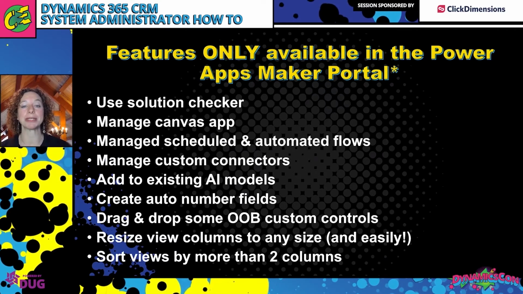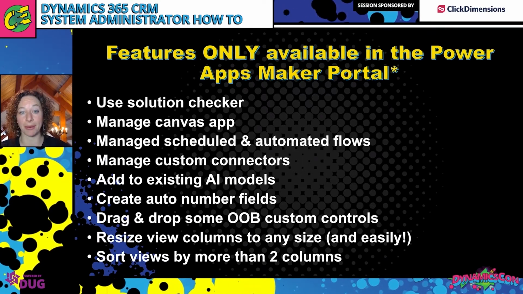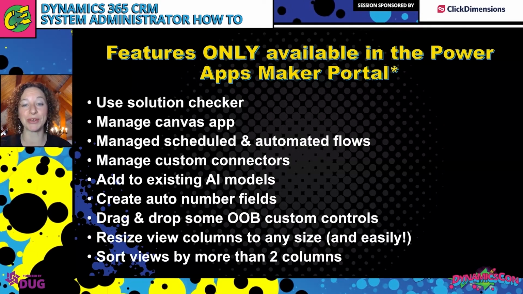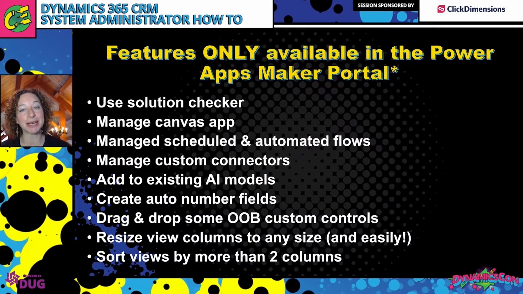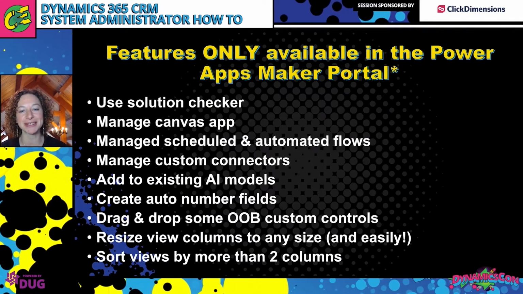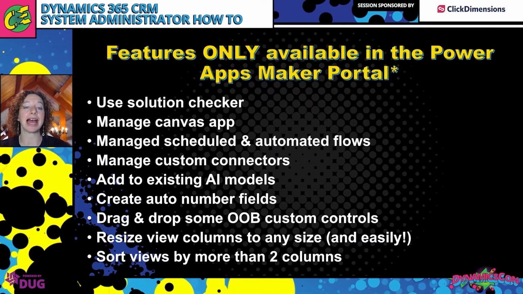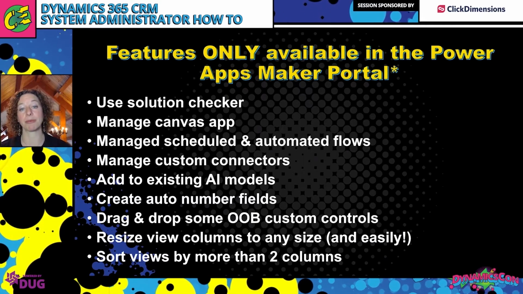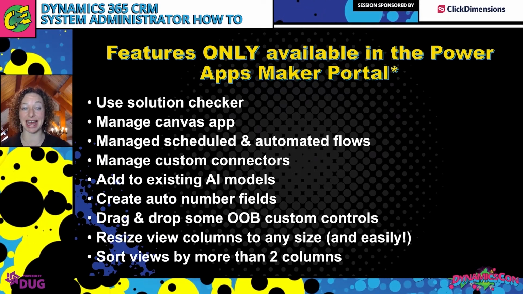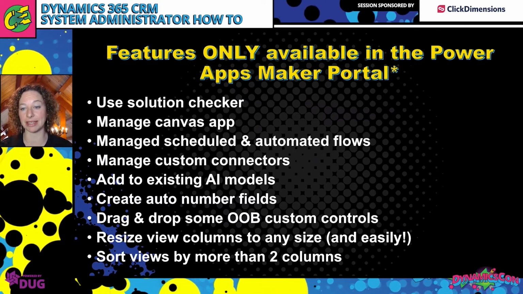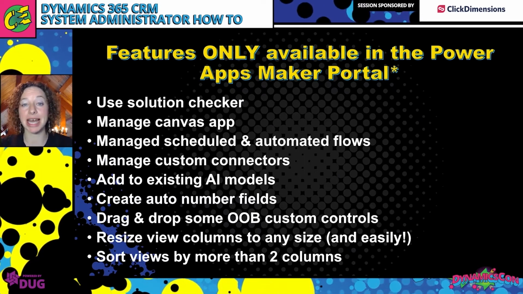Simple drag and drop to implement out-of-the-box custom controls. It's really easy to do that in Power Apps. Resize your view columns to any size and easy. No longer are you limited to 50 pixels, 100 pixels, 150 pixels. You can make it any size you want and you just drag and drop. And finally, you can sort views by more than 2 columns. And again, I have disclaimers all over the place here because this is as of today, which is February 11th, 2021. So now, features only available in Classic Solution Designer.